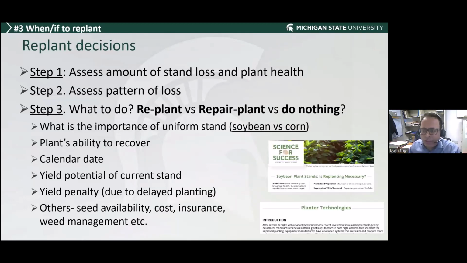We have these detailed guidelines in a fact sheet. If you go to our website, and we can drop a link here in the chat box, that talks not only about replanting, but also planting technologies, and how they benefit differently in corn versus beans.